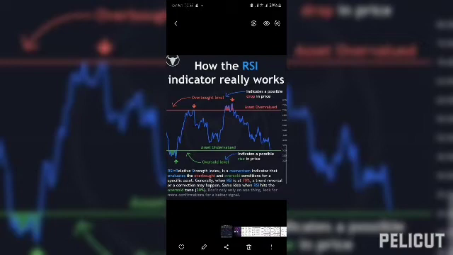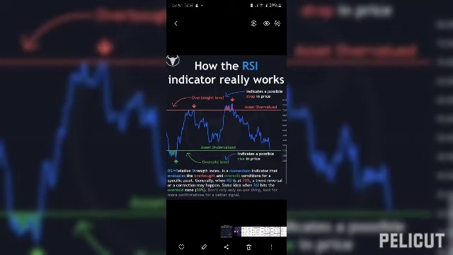So I'll explain it again. The whole idea of using the RSI is just to know when an asset is either overbought or oversold. Overbought simply means that the price of that asset is high, has gone high. And oversold simply means that the price of that asset has reduced or has gone low.